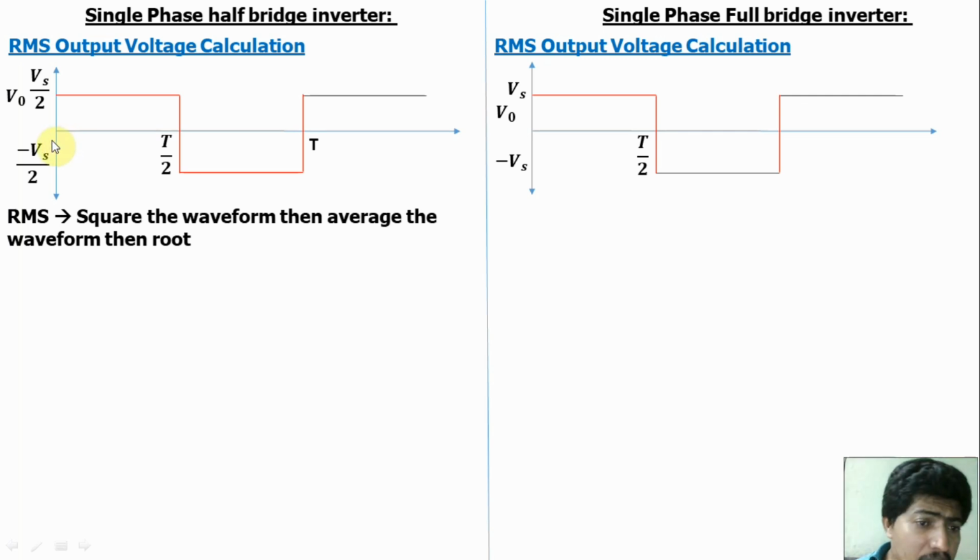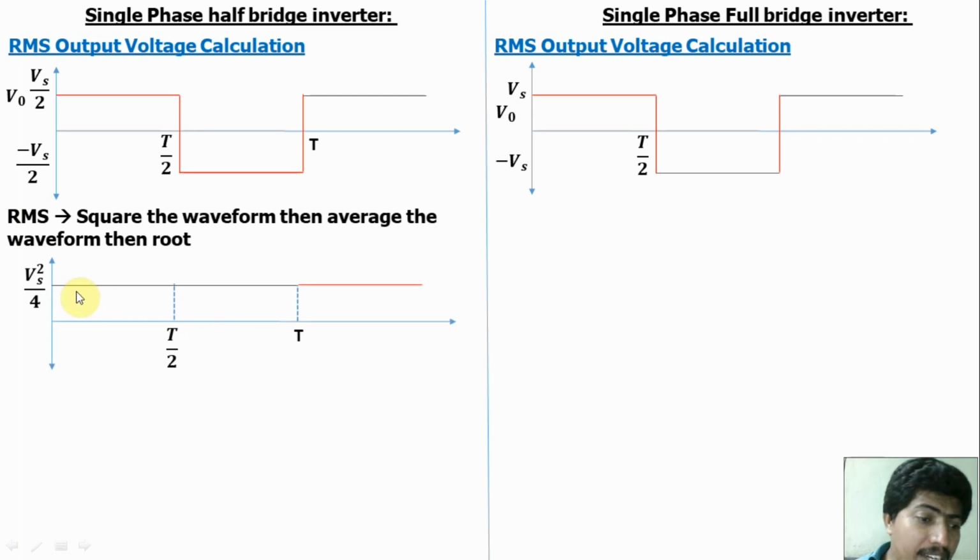We know that from 0 to T by 2, the value is Vs by 2. If we square that, we get Vs square by 4. From T by 2 to T, the value is minus Vs by 2. If we square this value, we get Vs square by 4. This is the squared waveform. Now, we have to find the average for the squared waveform.